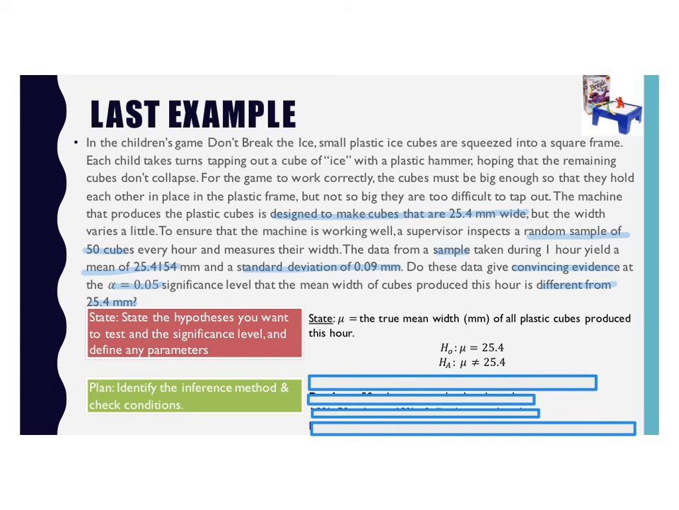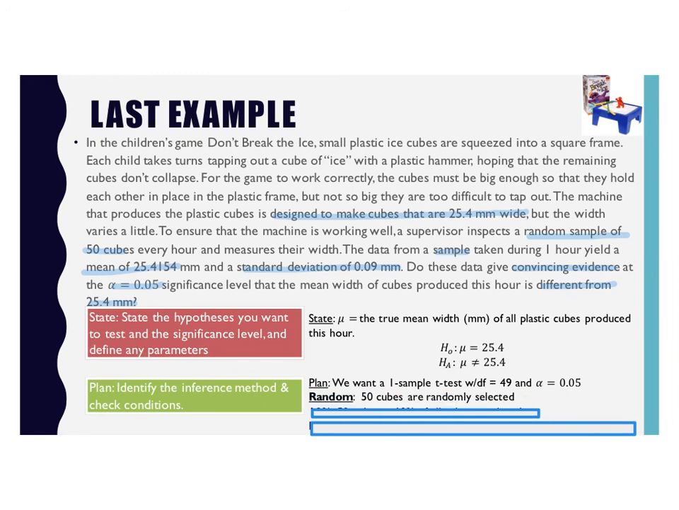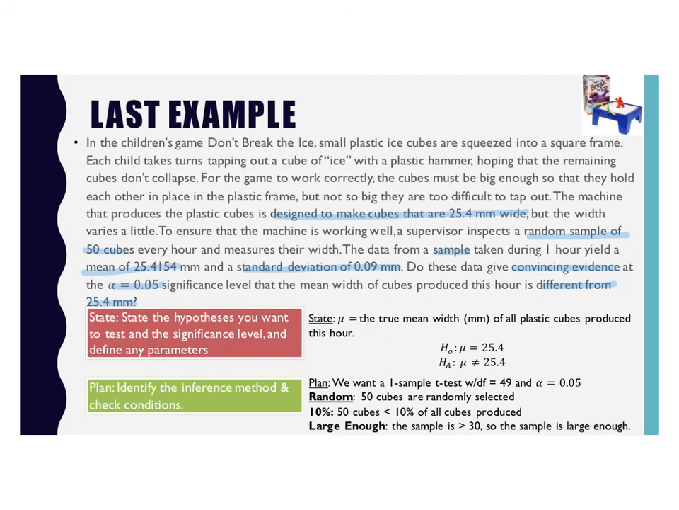For our plan, we're going to identify the inference method and check the conditions. Our inference method is a one sample t-test with a degree of freedom of 49 and an alpha of 5%. It is stated in the problem that the 50 cubes are randomly selected. 50 cubes should be less than 10% of all cubes produced. And for the large enough condition, because our sample is larger than 30, it is okay to assume it is approximately normal, because of the central limit theorem.